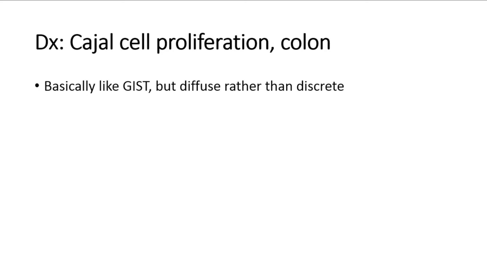Of course, all GISTs appear to be proliferations of the interstitial cells of Cajal, but this name indicates that it's more kind of proliferative, diffuse, not as well demarcated as your typical GIST, but unlikely to cause problems. I'm just pointing out the name given to this funny looking proliferation.